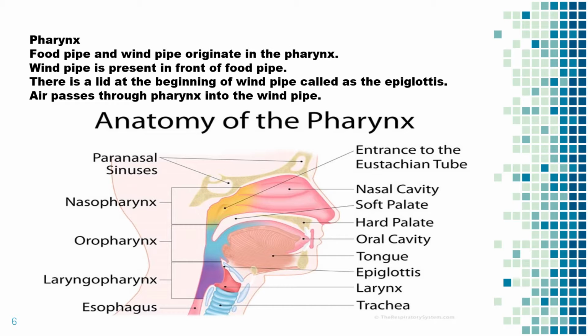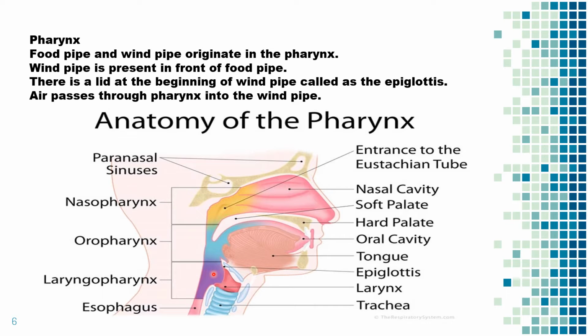The next organ of the respiratory system is called the pharynx. When we inhale, the air passes through the nasal cavity and it moves into a wide hollow space. This hollow space is called the pharynx. The pharynx is a common pathway for the air and the food to pass. Why is it so? Because when we breathe in, the air will pass from the nose into the pharynx. When we eat food, the food will pass from the mouth into the pharynx. So the pharynx is a common pathway for air and food to pass.